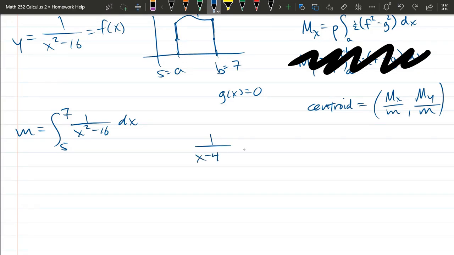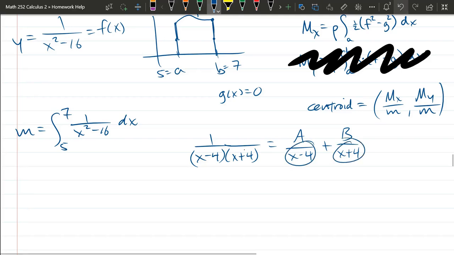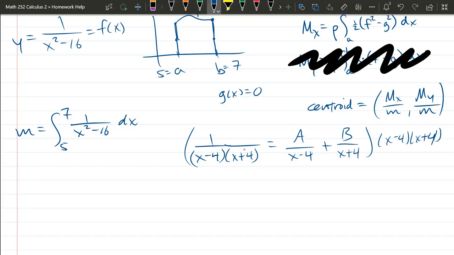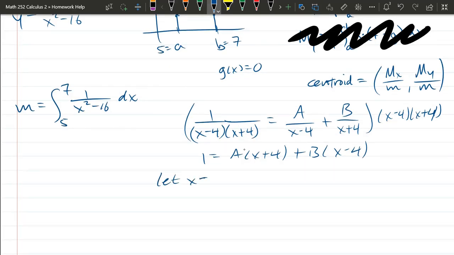All right, x squared minus 16 is x minus 4 times x plus 4, difference of squares. And we decompose it. The first one is x minus 4, the second one is x plus 4, with a degree 0 polynomial above the degree 1 factors. Multiply by the entire denominator, and we have 1 equals A(x plus 4) plus B(x minus 4). We'll let x equal negative 4 first, so that zeroes out x plus 4. It's 0 plus B times negative 4 minus 4, so that's negative 8. Divide both sides by negative 8, and B is negative 1/8.